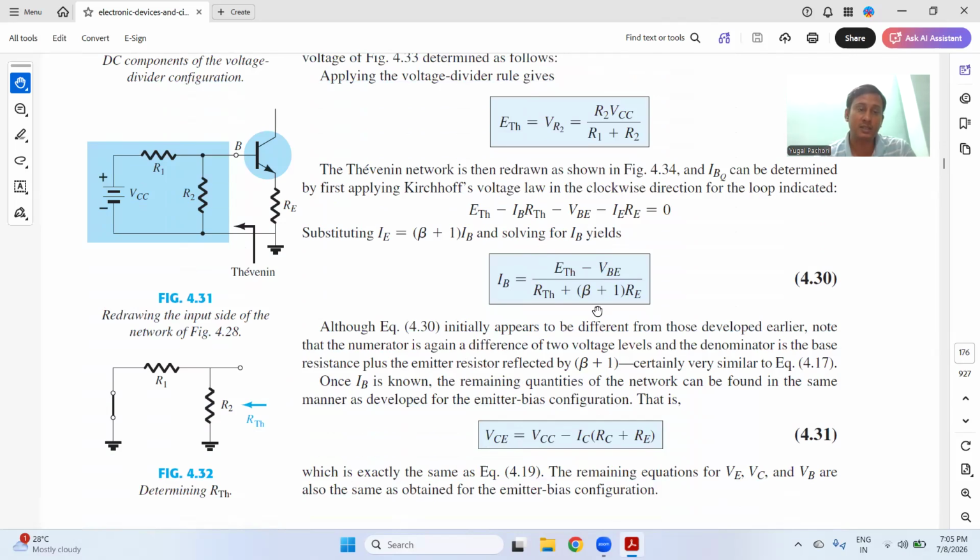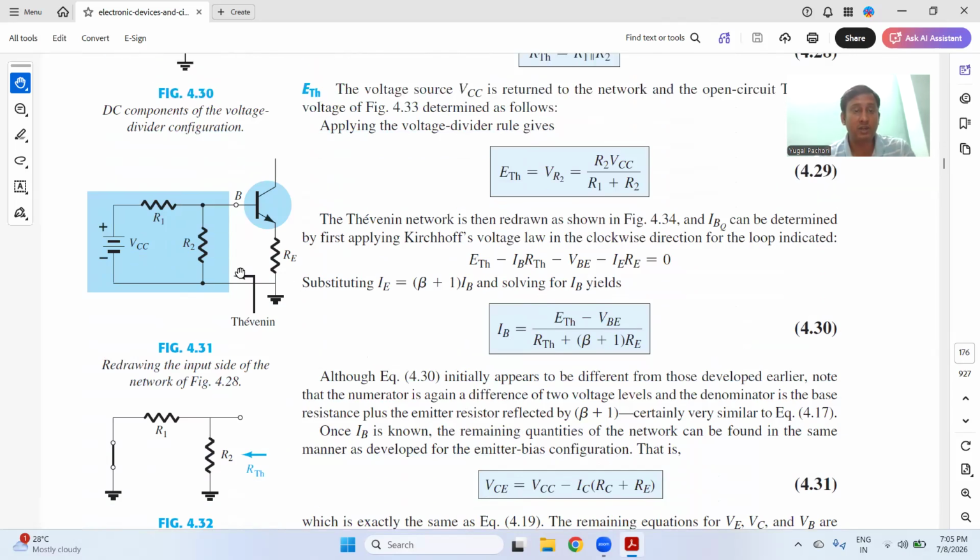Again, the analysis is quite the same as the emitter bias configuration, but there is a voltage divider configuration. That's why you have to find the Thevenin voltage and the Thevenin resistance. Then you apply the Thevenin voltage, which is given by E Thevenin is equal to VR2, and VR2 is equal to R2 into VCC upon R1 plus R2. So IB is equal to E Thevenin minus VBE over R Thevenin plus beta plus 1 times RE. This is a very simple equation.